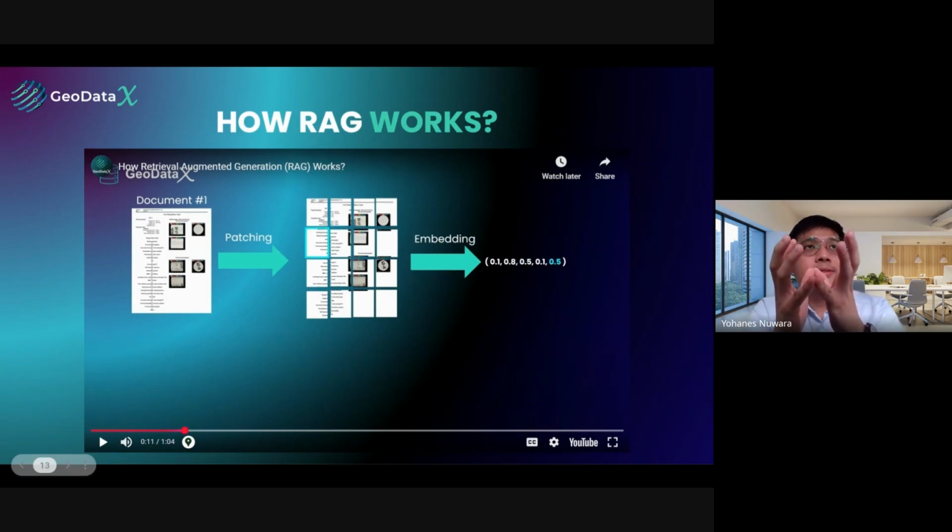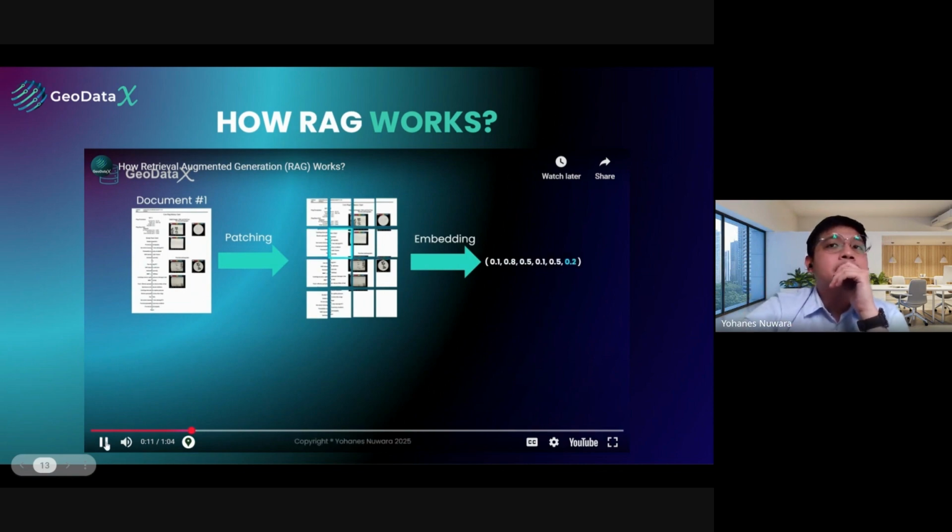in mathematics, an embedding is a vector. But I'm going to simplify this as a number. So every patch has one number assigned to it. For example, the first patch is assigned 0.1, and the next one is assigned 0.8. So it goes from one patch to another patch, and each is assigned a number. And this process is also applied to the next document. If we see the animation, each patch is represented by a number.